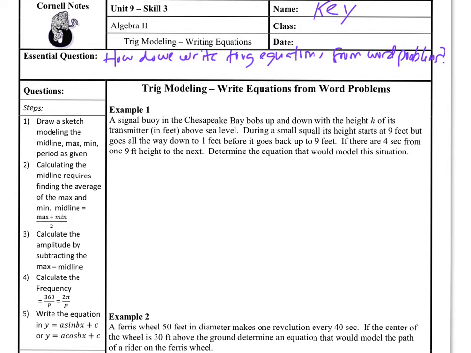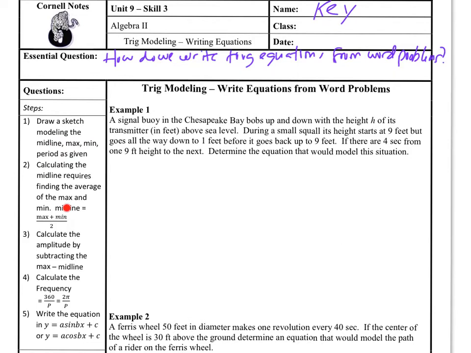So anyways, the steps that you're going to take: draw a sketch, modeling the midline, max, min, period, as given. So you want to model it all, draw that sketch, figure out what it looks like, and then write your equation. It's far easier to come up with this once you have a sketch.